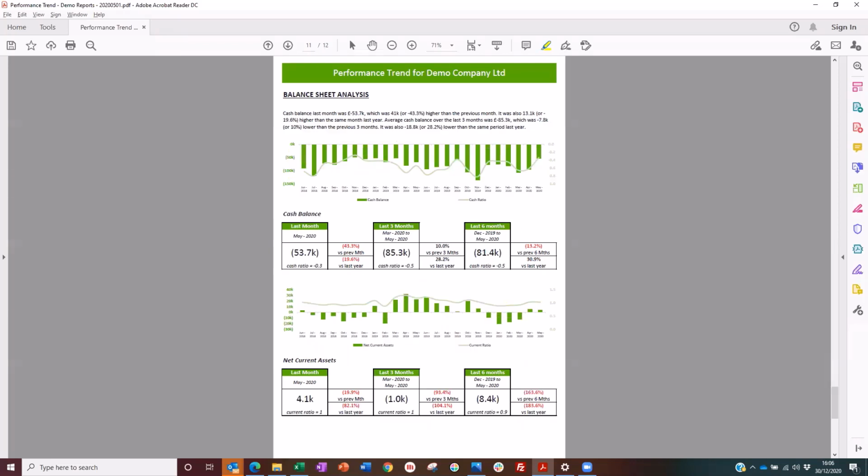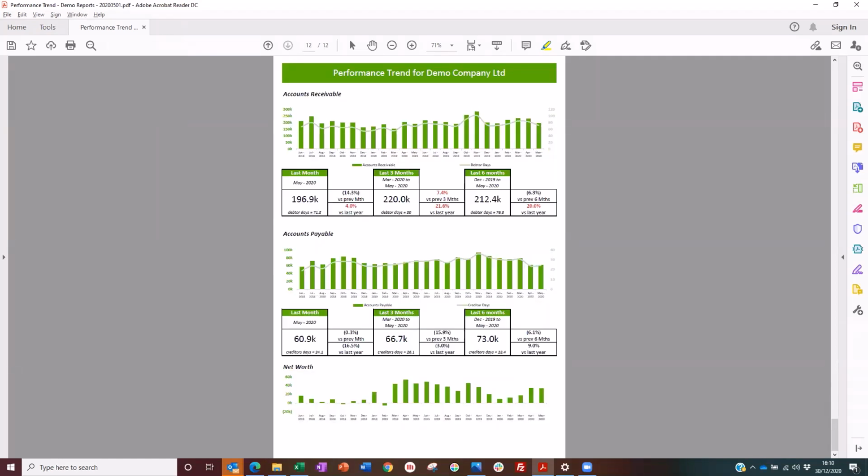in the report. The final 2 pages of the performance trend report focus on the business's balance sheet. The first of these 2 pages analyze the cash balance and cash ratio, as well as net current assets and the business's current ratio, with the final page of the report focusing on accounts receivable, debtor days, accounts payable, creditor days, and net worth.